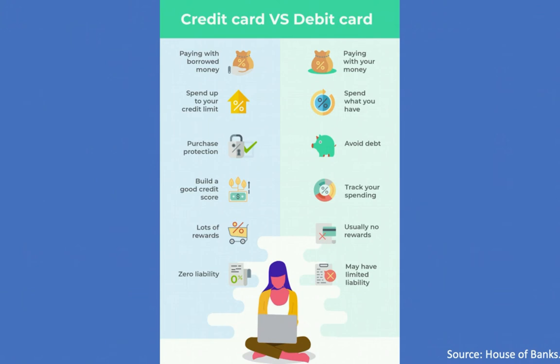Versus debit cards. For a credit card, you're paying with borrowed money, whereas a debit card, you're paying with your own money. On a credit card, you can spend all the way up to your credit limit, whereas on a debit card, you can only spend what you have. Credit cards offer purchase protection, allow you to build good credit scores, provide rewards, and zero liability in the sense of fraudulent charges. Whereas a debit card allows you to avoid debt, since you're spending what you have, and tracking your spending is easier. Unfortunately, they don't carry rewards, but they also have limited liability.